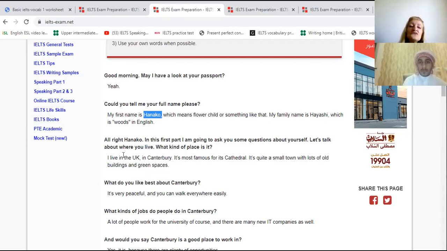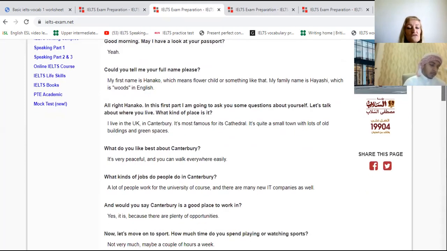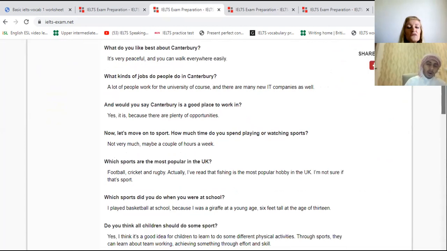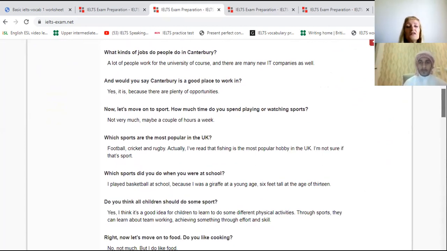Okay, but it gives you a sentence to start you off. So if you're thinking, oh, I don't know what to say, you can use their sentence. For example, if I ask you, what do you like best about Abu Dhabi? You might say, it's very peaceful and you can walk everywhere easily, and then you can continue with your own ideas. All right, so let's see about the general theme, the general topic here. It seems we're talking about where we live, okay?